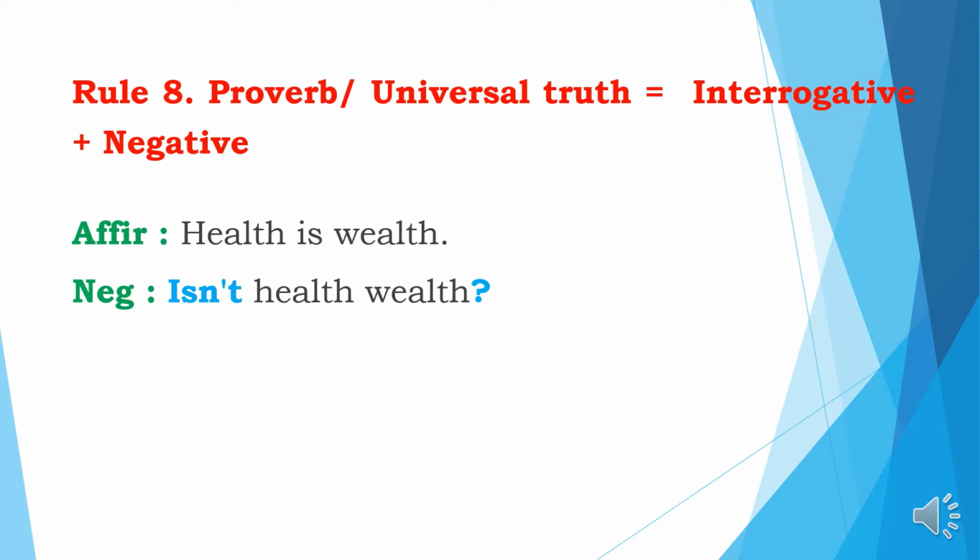For example, "Health is wealth." Its negative form is "Isn't health wealth?" Because "health is wealth" is a proverb, we cannot actually make it negative, and that's why we have made it negative interrogative. That means we have put the auxiliary verb "is" at the beginning of the sentence and we have added "not" with this verb, and thus it has become "isn't." And at the end of the sentence we have used a question mark because this is a negative interrogative sentence.